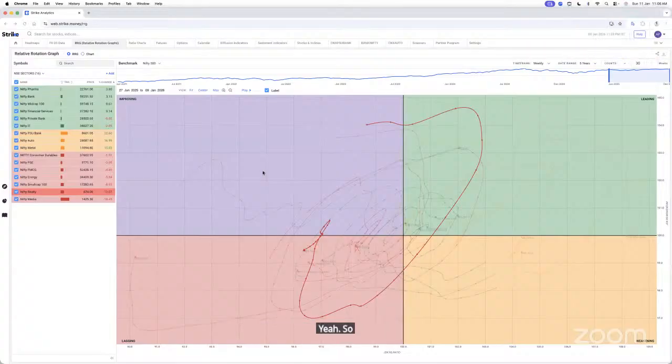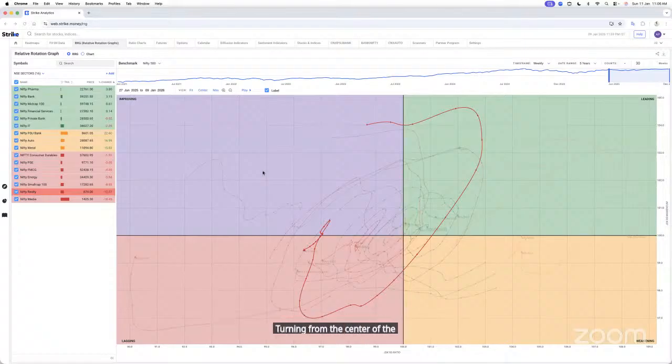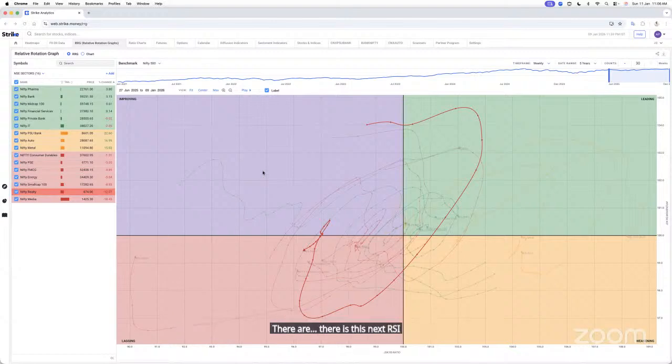So my question is regarding this distance. There are some curves. These curves turn from the center of the RRG, and some are turning from a distance. Maybe it may be regarding the quadrants. So what is the difference between these things? And my second question is, in the chart the host was using, there is this next RSI. So can you explain that?